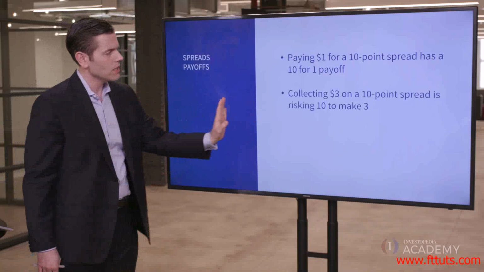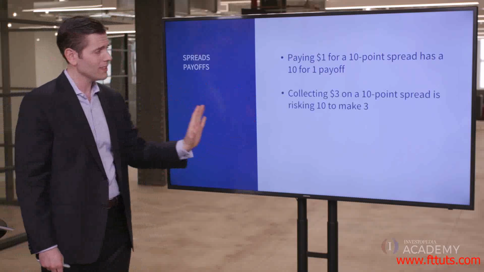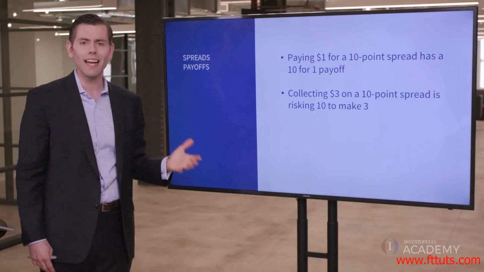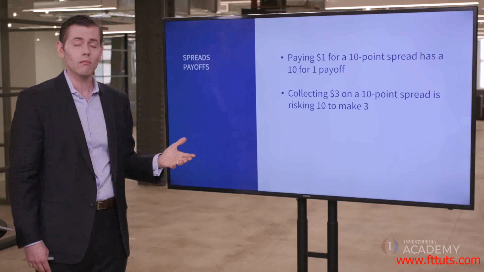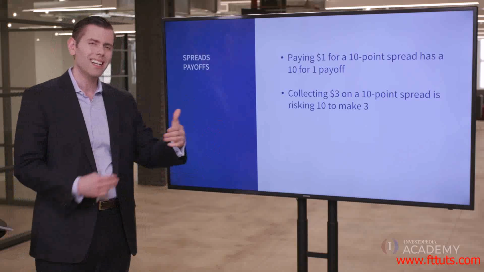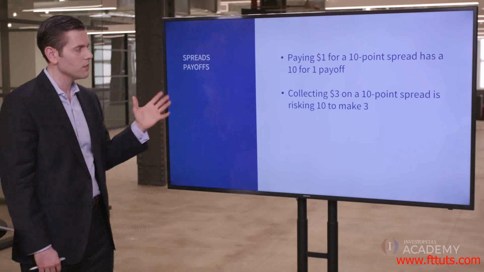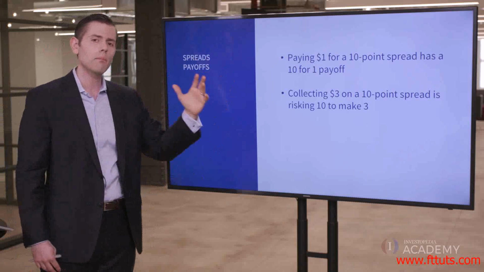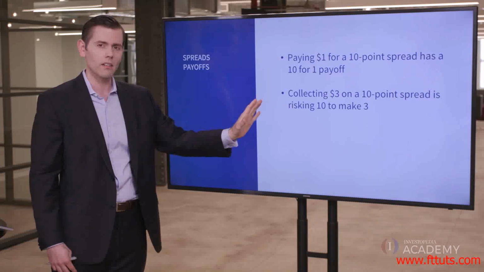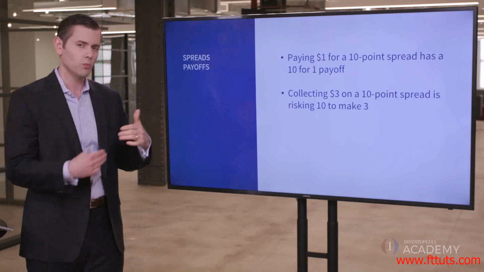Now, if you're collecting $3 on a 10-point spread, you're risking 10 to make 3. You might ask yourself, why would I ever risk 10 to make 3? Well, maybe the probability is in your favor. And we'll go through that in another lesson as we go through this course. But I want you to start thinking about this: if it's got a huge payoff, the probability might be low. If it's got a lower payoff, the probability might be a little higher. So keep that in mind as we go through this course.